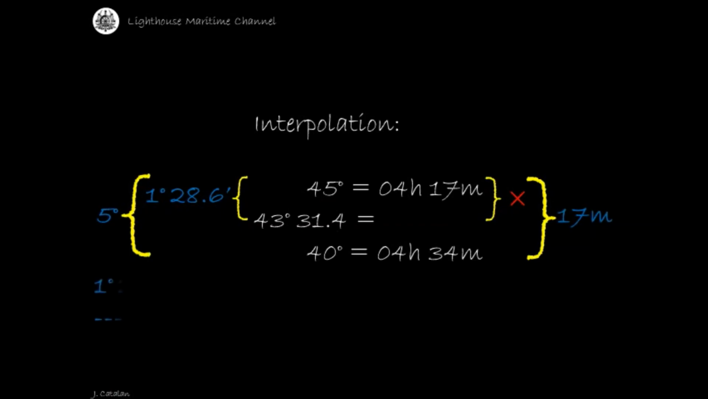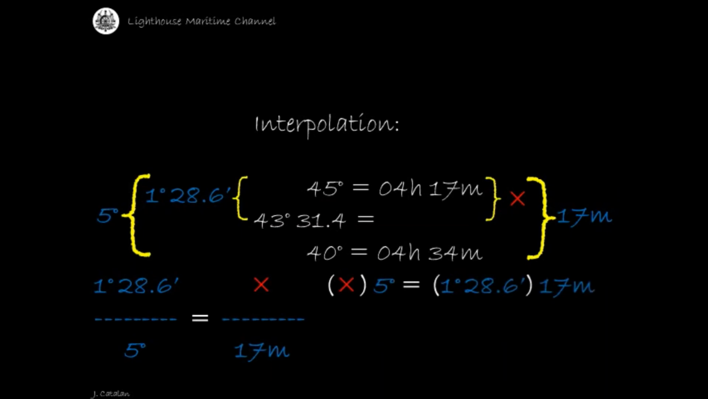Let us make an equation. 1 degree and 28.6 minutes over 5 degrees is equal to x over 17 minutes. Cross multiply. X multiplied by 5 degrees is equal to 1 degree and 28.6 minutes multiplied by 17 minutes. Transpose. The formula for solving x is equal to the product of 1 degree and 28.6 minutes multiplied by 17 minutes. The result is divided by 5 degrees. The value of x computed is equal to 12 minutes.